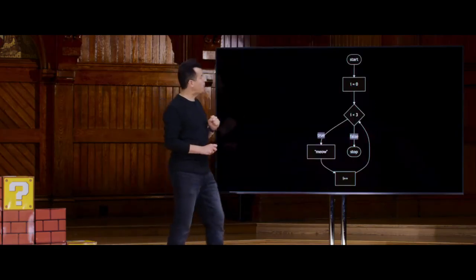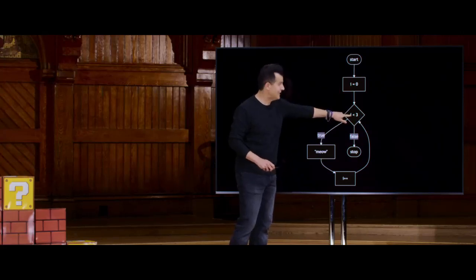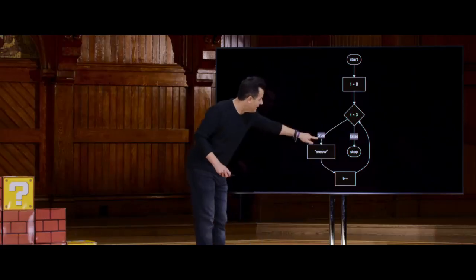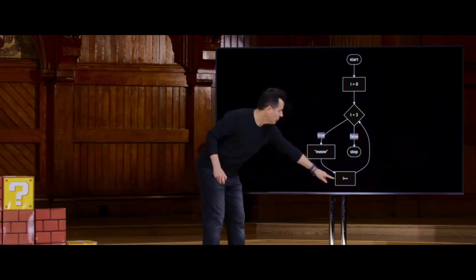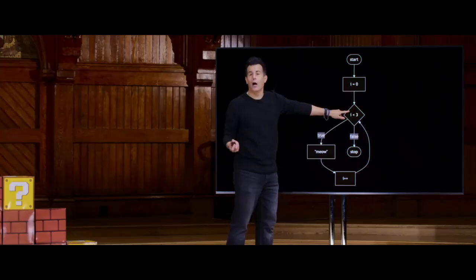And again, if you're a visual person, here's how we might start counting at 0 initially. Check that i is less than 3, which it is initially. And if so, we print out meow. Then we increment i, and we get whisked around again to the Boolean expression, because that's how while loops work.